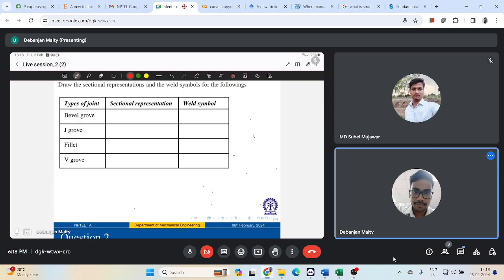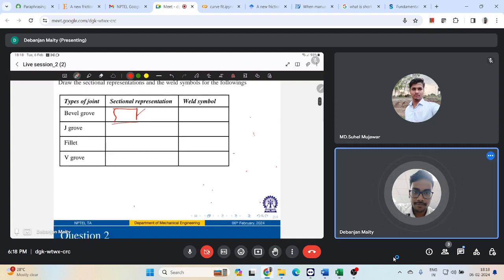Now, how will it look in terms of bevel groove? If you have a bevel groove joint, how will it look? So we have already done this in our earlier lecture. So this will look something like this. This is my bevel groove joint, and the symbol will be like this, right?